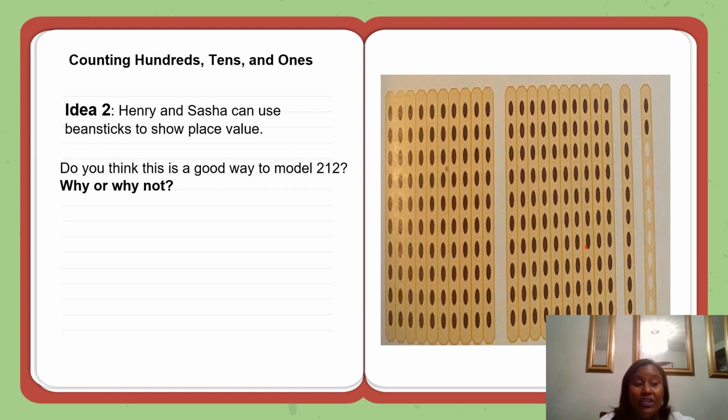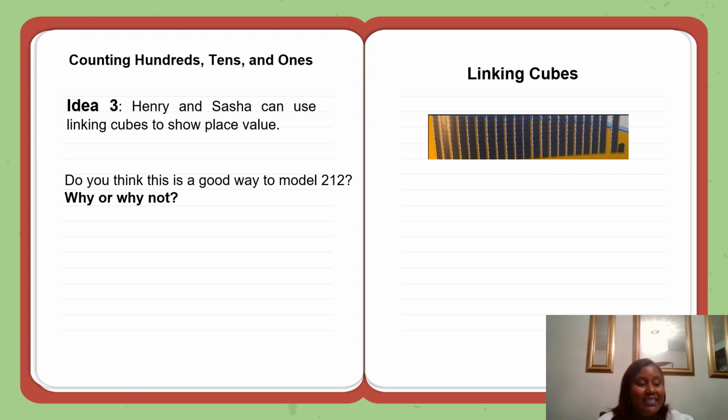Idea number 2. Henry and Sasha can use bean sticks to show place value. How many of you have ever seen bean sticks or used them before? Well, here's an illustration of what bean sticks look like. Do you think this is a good way to model 212? Why or why not? Idea number 3. Henry and Sasha can use linking cubes to show place value. Do you think this is a good way to model 212? Why or why not?